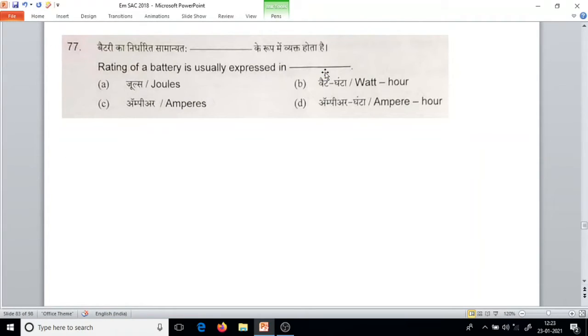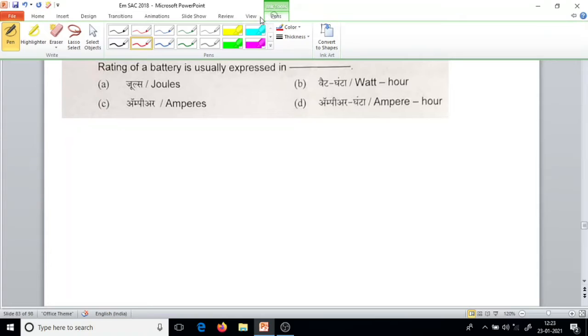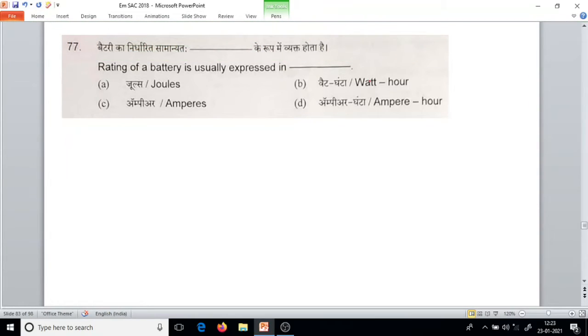Question number 77. A rating of a battery is usually expressed in. The rating of a battery is usually expressed in what? The answer is ampere hour. If it's a 7Ah battery, it means this battery can supply 7 amperes of current for 1 hour.